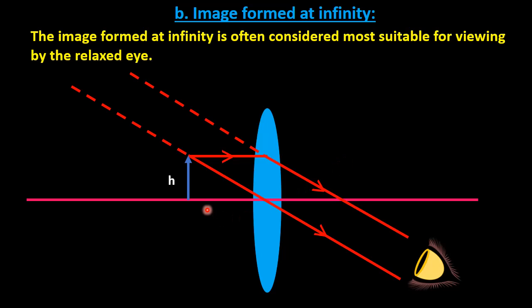And as in this case, the object is placed exactly at the focus of the lens, the object distance and the focal length will be the same. And the object distance is also denoted by the focal length.